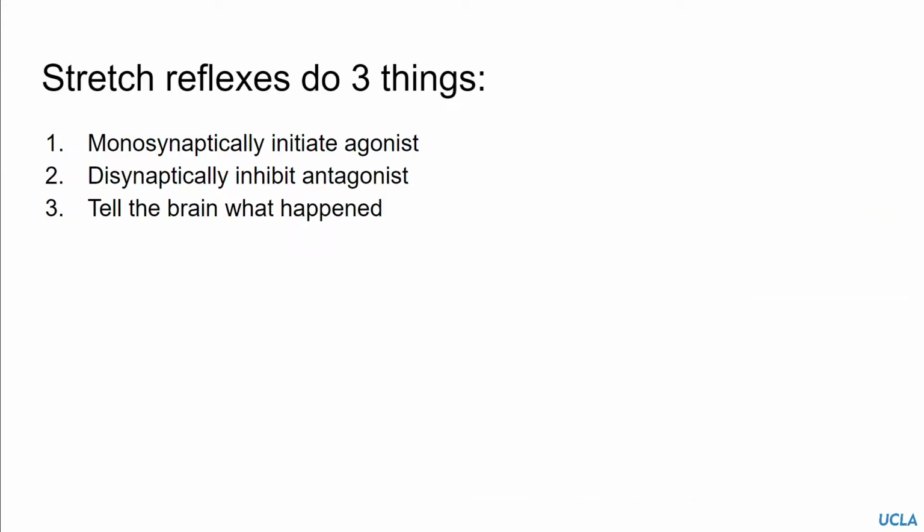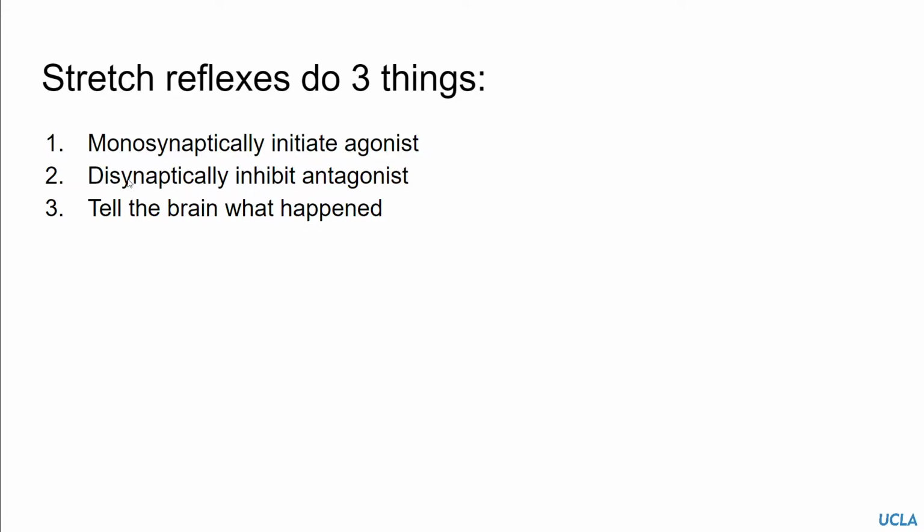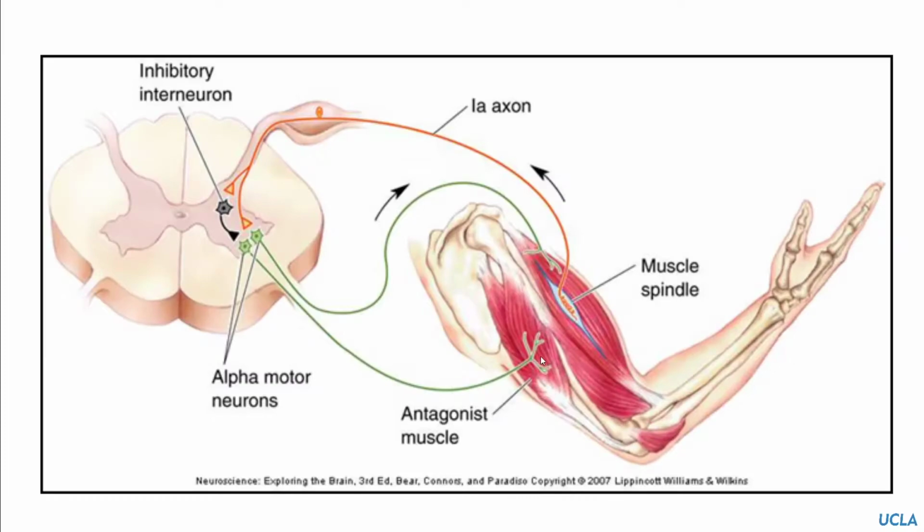So, stretch reflexes do three things. First of all, you have monosynaptic initiation of the agonist. Okay, so to go back, that is this monosynaptic initiation of the agonist right here. We also have the disynaptic inhibition of the antagonist. So that is this. So it takes two synapses to get to this one.